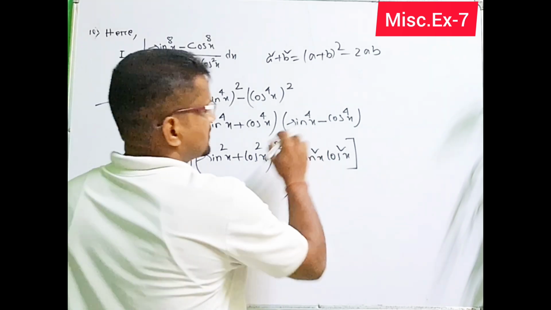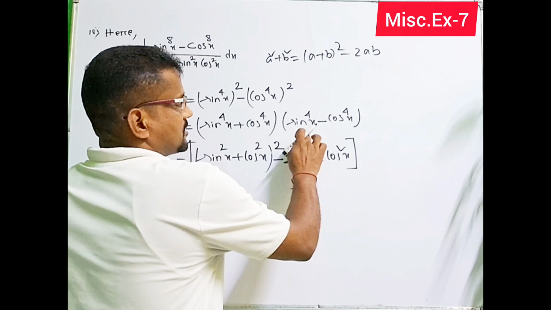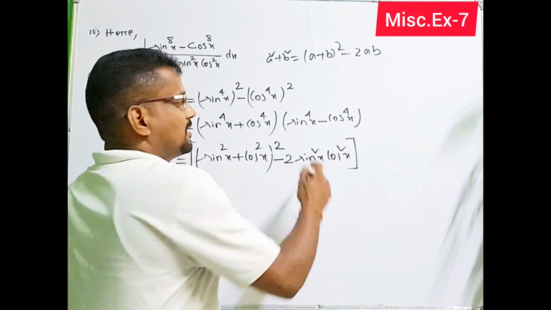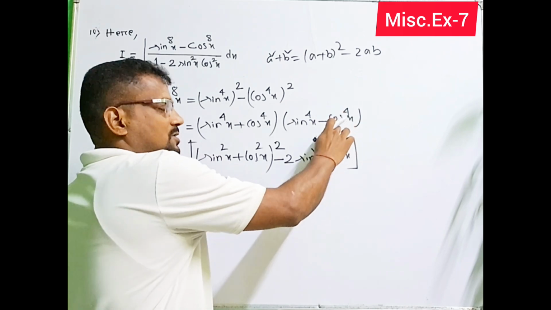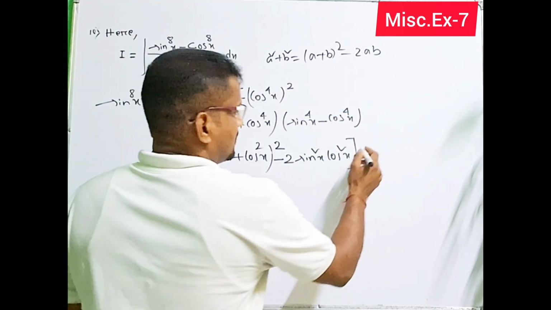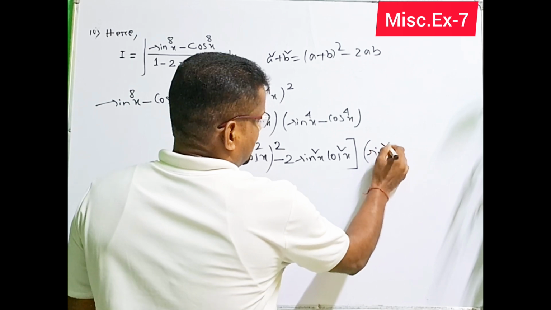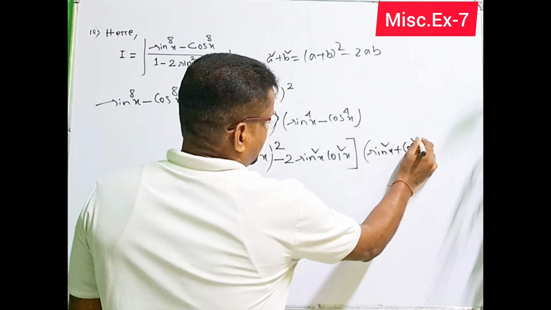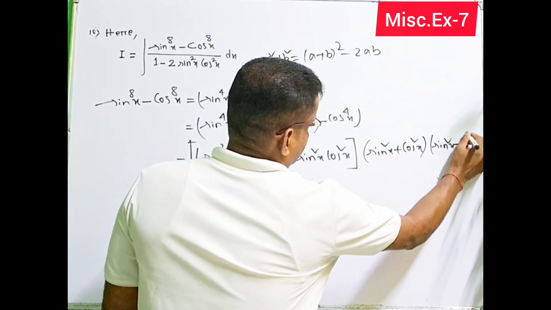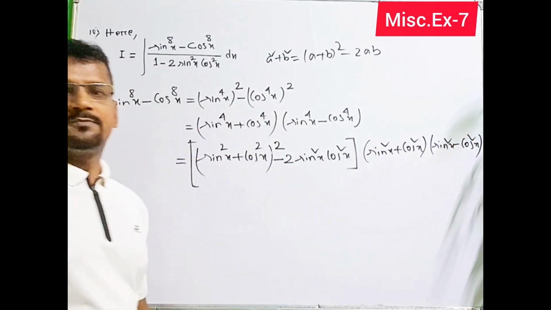And do one thing, this sin to the power 4x again minus cos to the power 4x. You can take it as sin square x whole square minus cos square x whole square, then you can write a plus b into a minus b. So here it will be sin square x plus cos square x into sin square x minus cos square x.